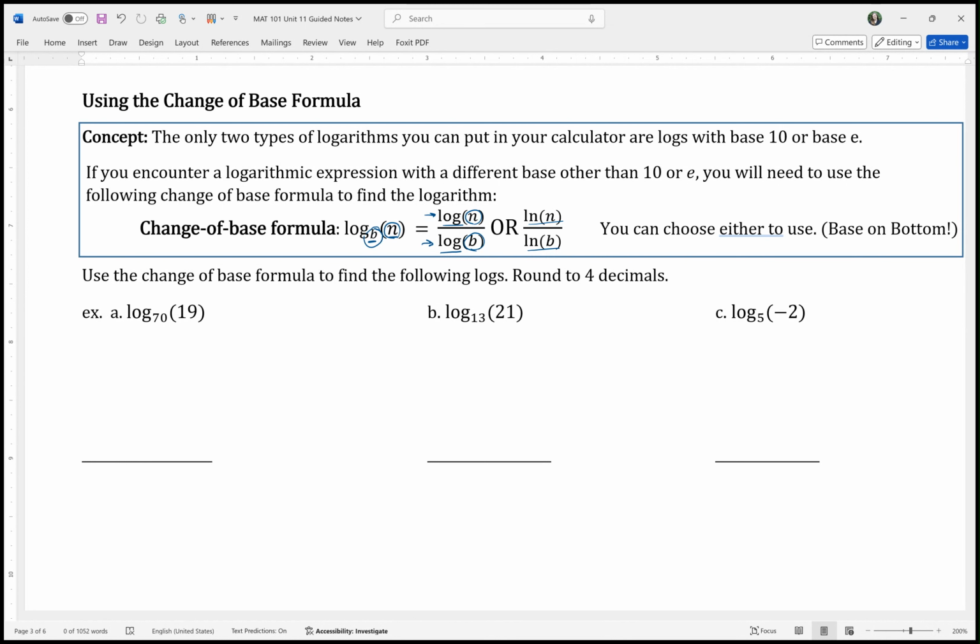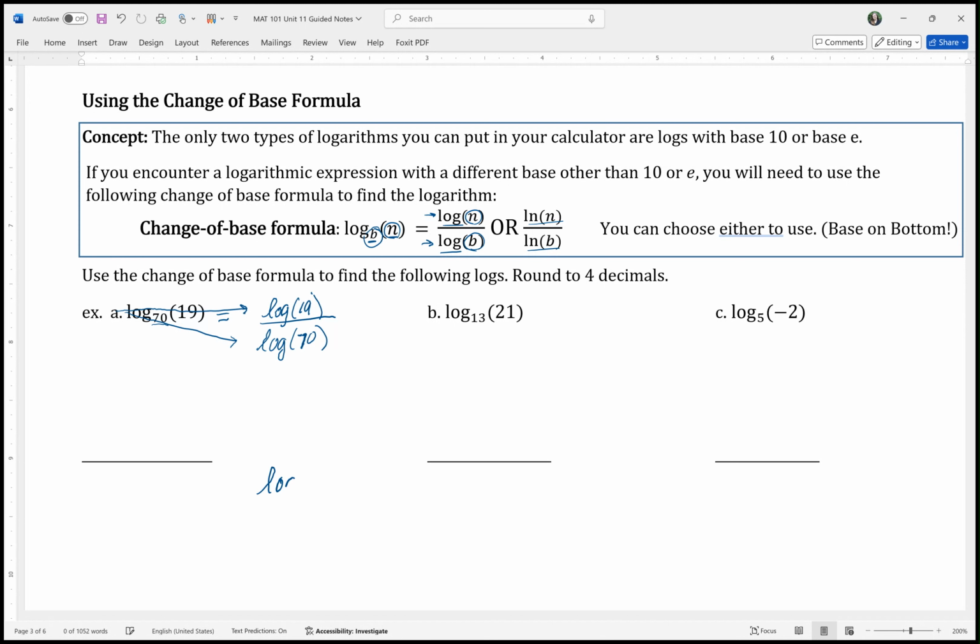So let's look at our first example. Log base 70 of 19. Obviously, this 70 is not going to be a base 10 or e, so that's why we're using the change of base formula here. Now, I like to just think of this as writing it straight across. So log of 19 divided by log of 70. Okay? And again, the log is on top and bottom.